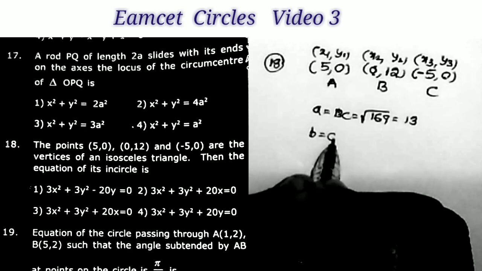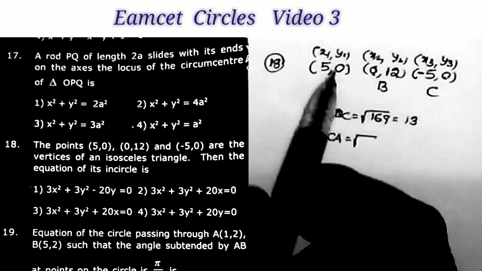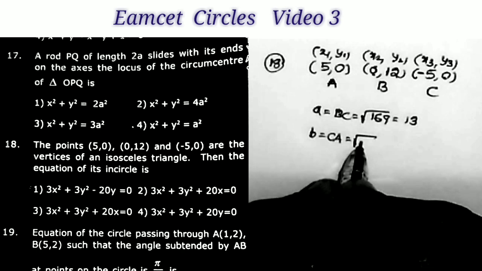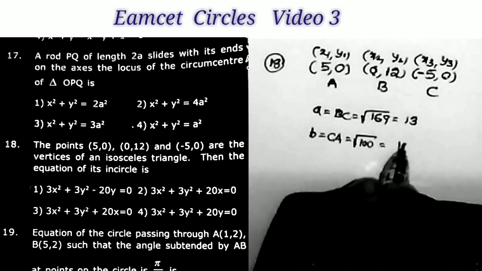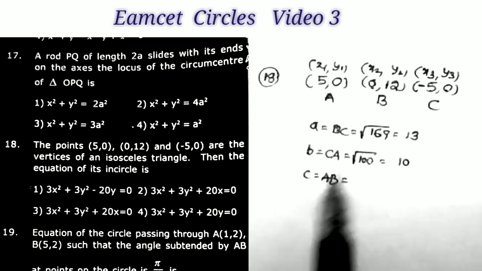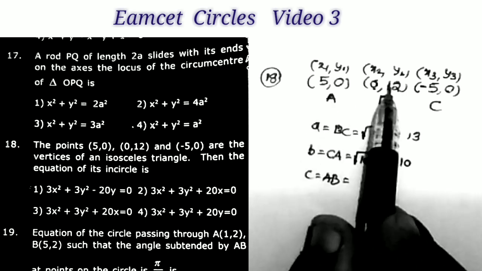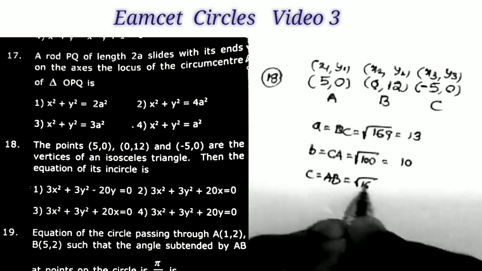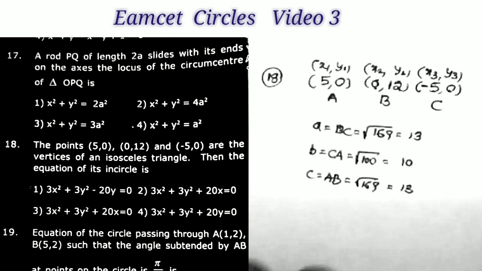Okay, and b is equal to CA. What is the distance between these two? 10 square, 100 plus 0, that is equal to 10. Okay, c is equal to AB. What is the AB distance? This is also 25 plus 144, root 169, is equal to 13. Okay, these are the distances.